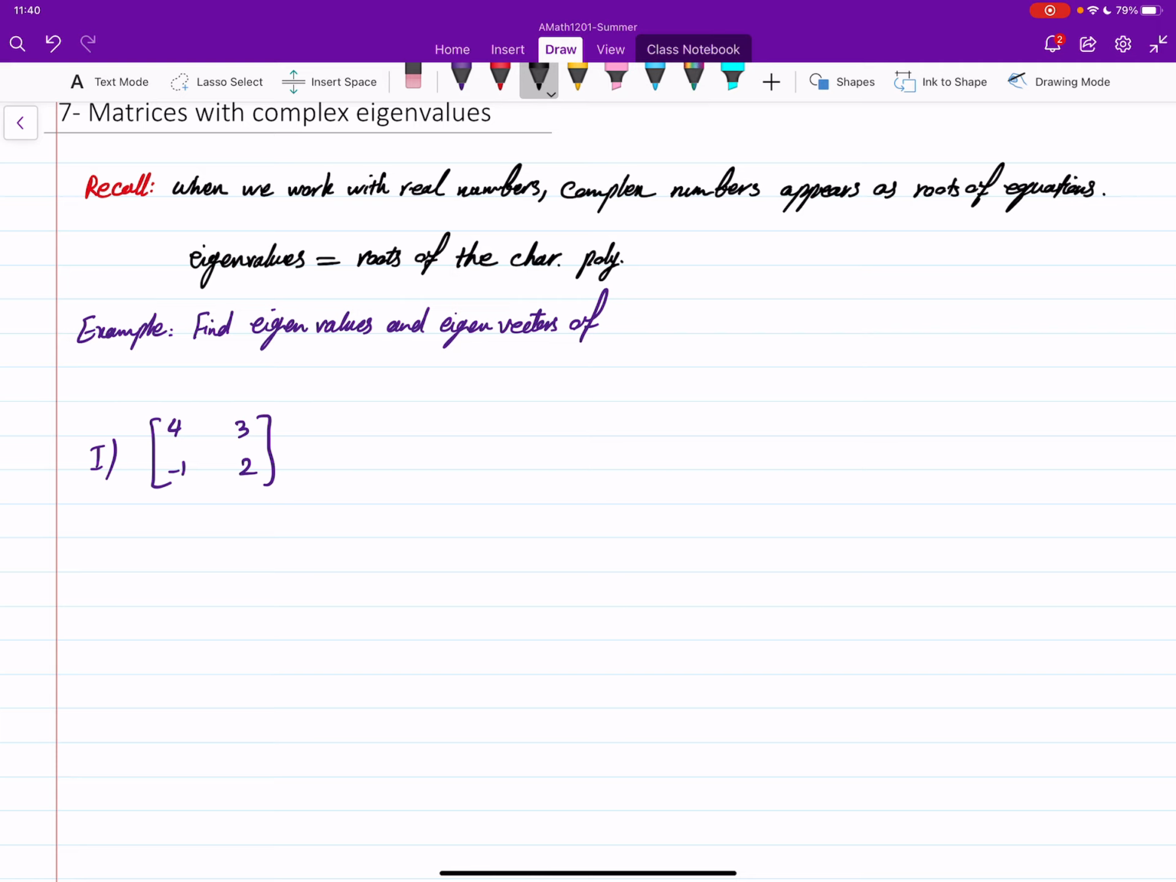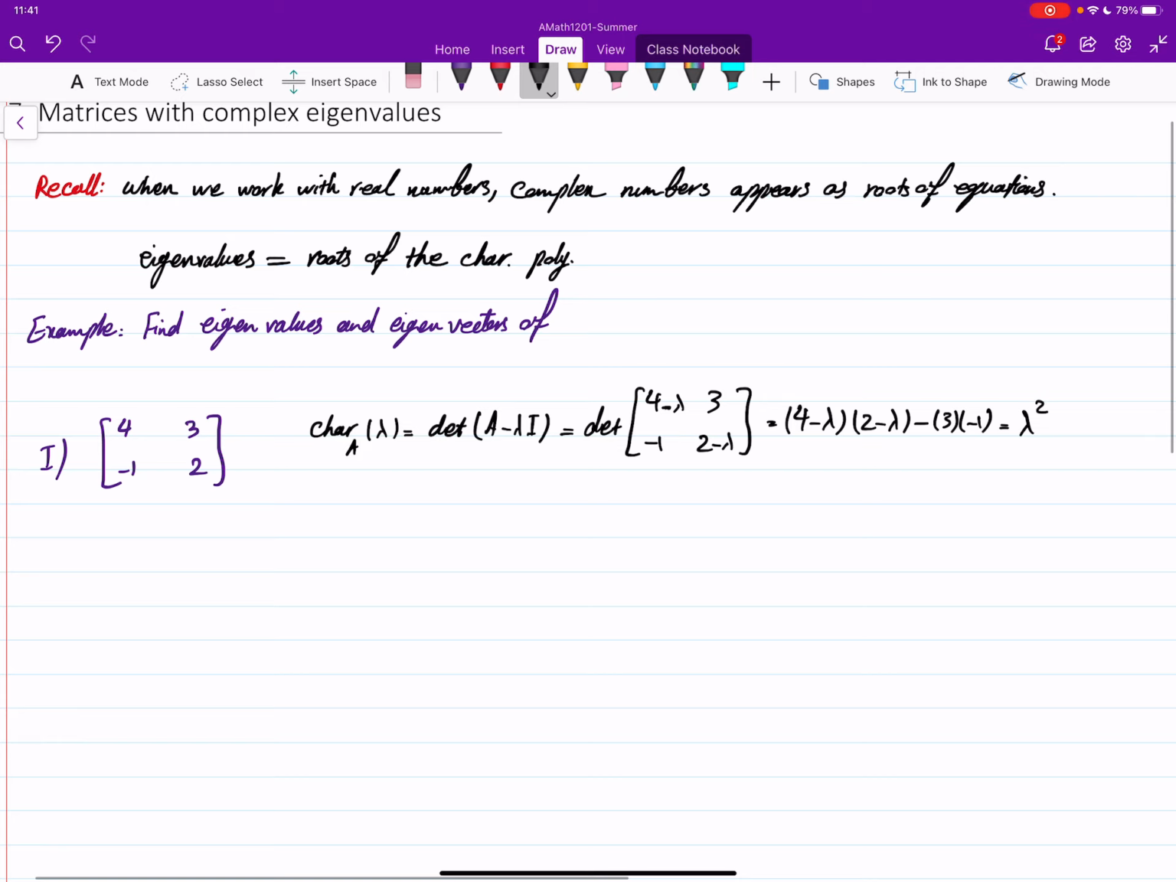So the characteristic polynomial of this matrix A is the determinant of A minus lambda I, which is the same thing as the determinant of the matrix 4 minus lambda, 3, negative 1, 2 minus lambda. Then you find 4 minus lambda times 2 minus lambda, minus 3 times negative 1, and that is lambda squared minus 6 lambda plus 8 plus 3.